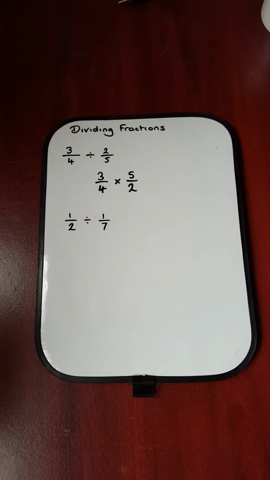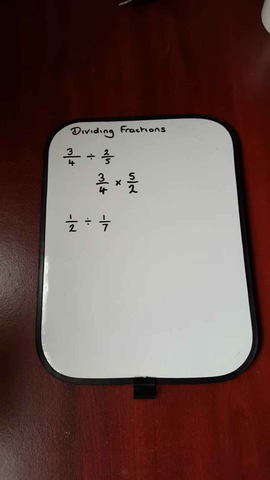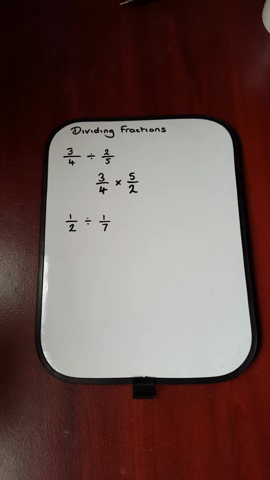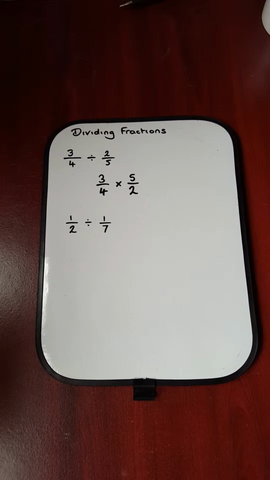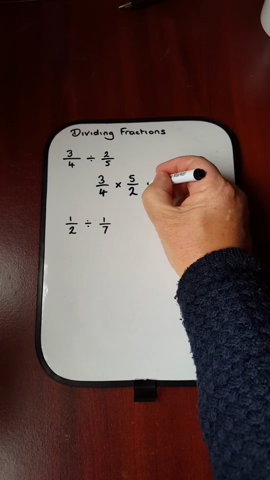Okay, so you keep your first fraction as it is. You turn your second fraction upside down. In other words, you're finding the inverse of that fraction. And then you multiply, because multiplying is the inverse of dividing. So, nice and straightforward now.